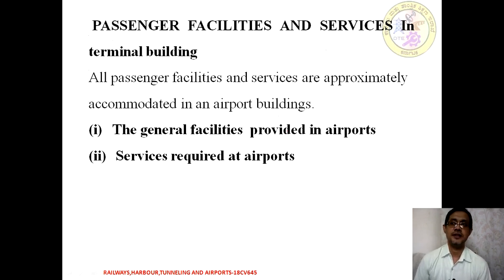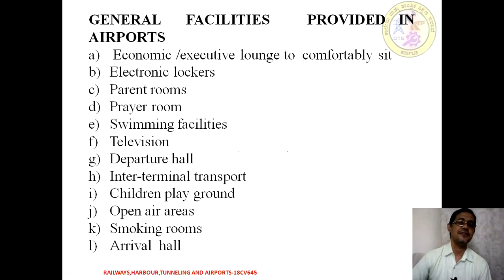Apart from this, as I said, the facilities provided in the airport terminal or terminal building are categorized into general facilities and essential services. Moving on to general facilities, what type of facility do we provide? We can always have electronic lockers, a parent room, prayer hall, swimming pool, televisions, and economy or executive lounges for a comfortable stay during a layover.